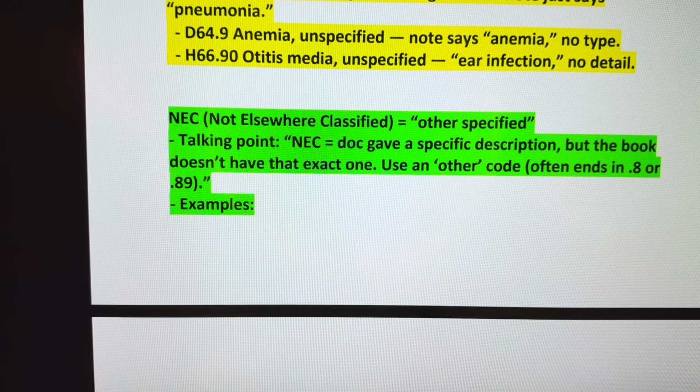Otitis media. The note just says ear infection. It has no laterality, meaning there's no left, there's no right. It's just unspecified, okay? And if you look at the fourth digit on these, we'll notice that it is a .9. Usually .9 is unspecified, all right?